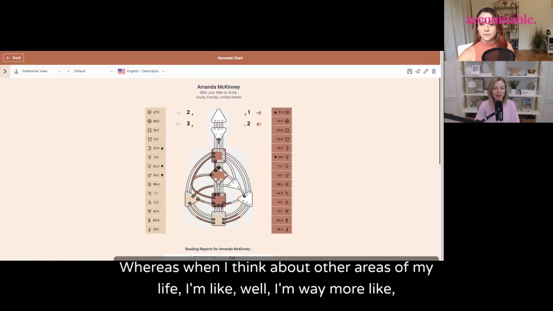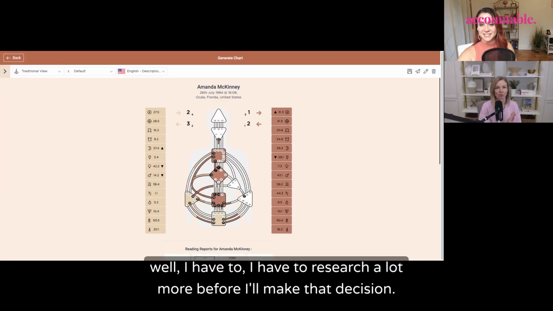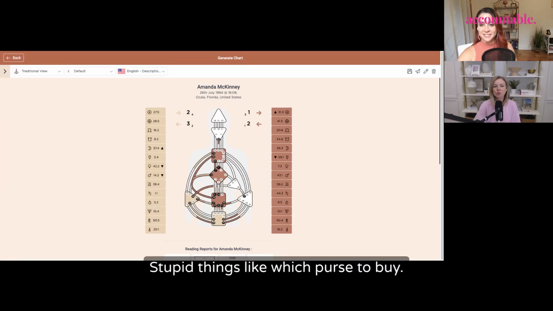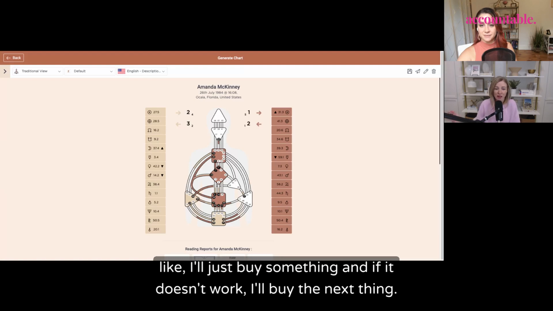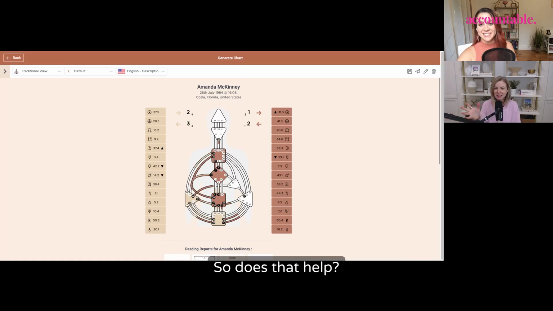Whereas when I think about other areas of my life, I'm way more like, well, I have to research a lot more before I'll make that decision. Stupid things like which purse to buy or something. I'll overthink that decision. Whereas in entrepreneurship, I'll just buy something, and if it doesn't work, I'll buy the next thing. So does that help?